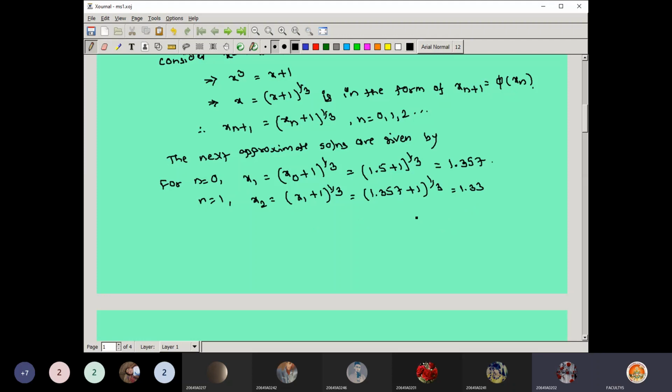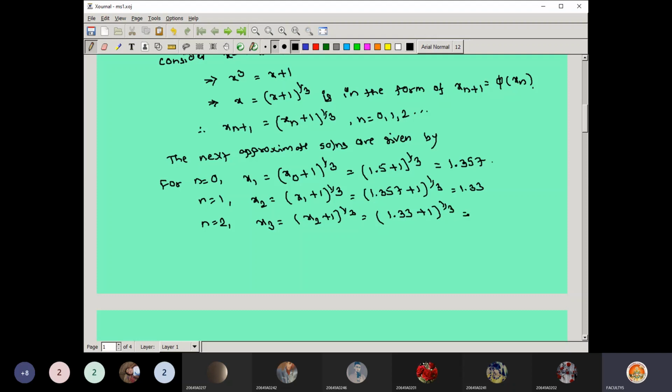So if I want to stop the procedure, you just look at the last approximate solutions. 1.357 is there, here 1.33 is there. Can you say that they are equal? No, somewhat a difference is there. So in that case, you go for the next value, n equal to 2. That means x3 equal to (x2 plus 1) whole power 1/3, where x2 is already calculated, 1.33.